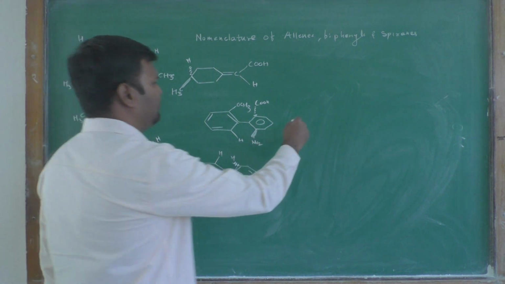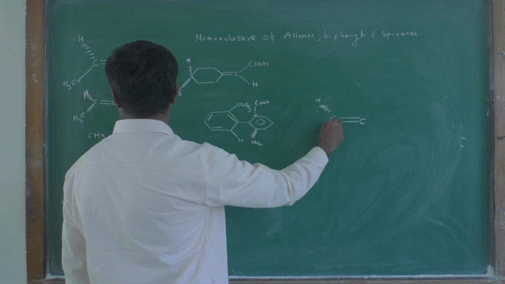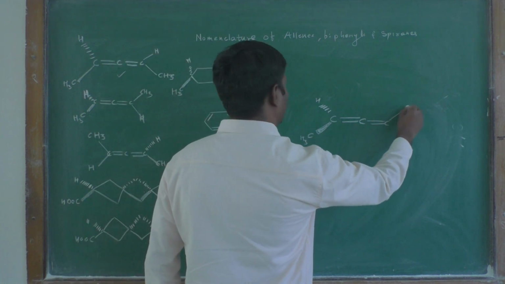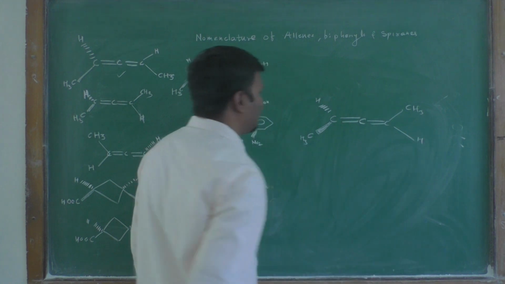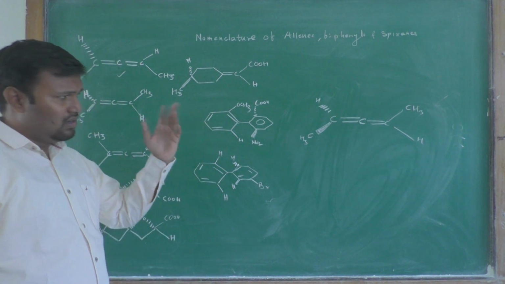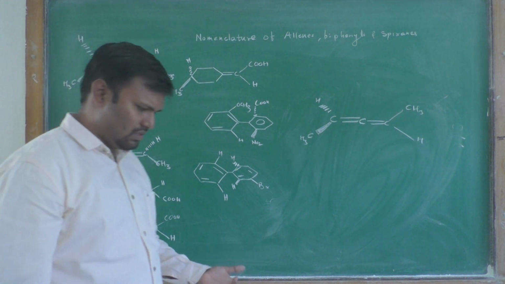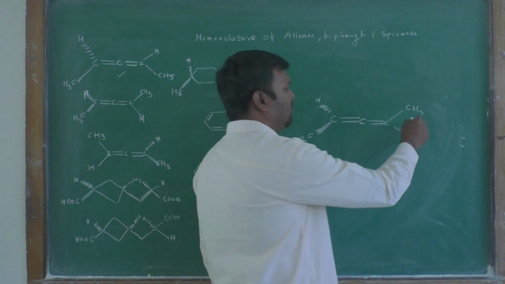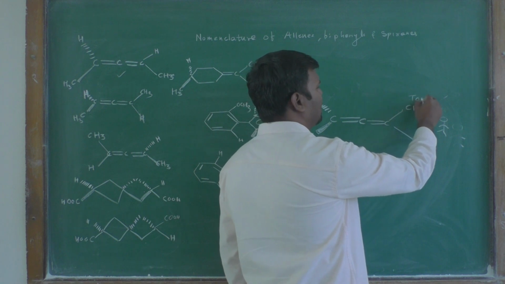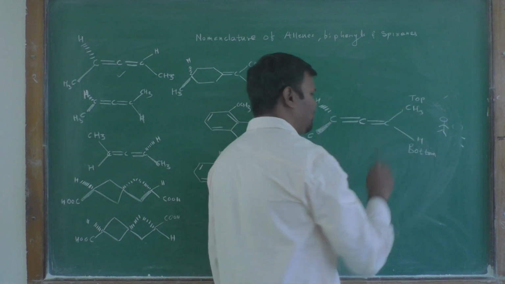The second example is like that. It is like the trans one. In the first, the CH3 was on the same side, but this is a trans type of compound. If you look firstly from that side, then that group should be at the top and that group is considered at the bottom position.